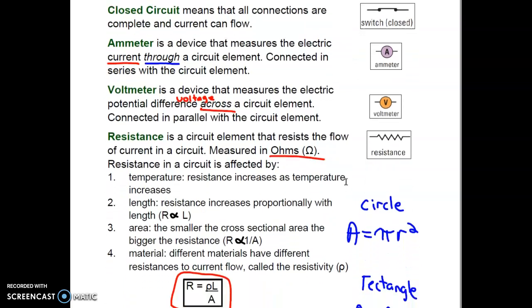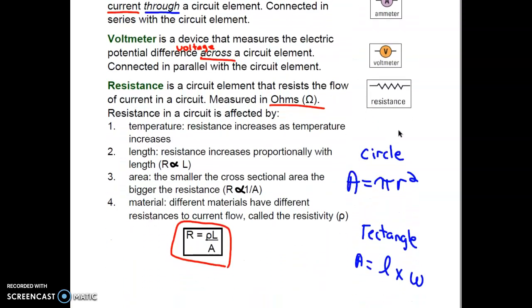Then we have the important one for today, which is resistance, and that's a circuit element that resists the flow of current in a circuit. It's measured in ohms, so you will get used to drawing this in ohm. And resistance in a circuit is affected by four things.